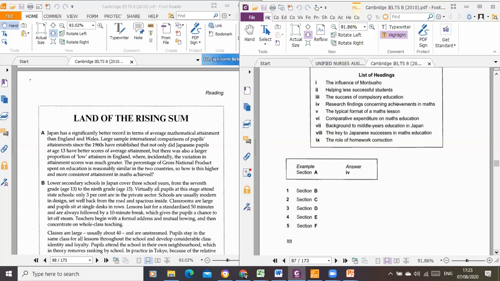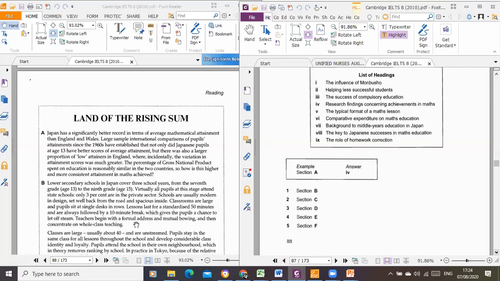So section B: lower secondary schools in Japan cover 3 school years from the 7th. So it's talking about lower secondary school. Let's look at how we can arrive at the answer. This is lower secondary school, age 13 to 15, okay? Virtually all at this stage attend state schools, okay? Only 3% are in private. So it's telling us about what education in Japan looks like.